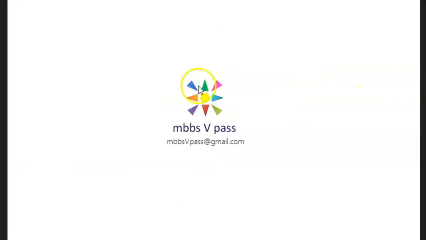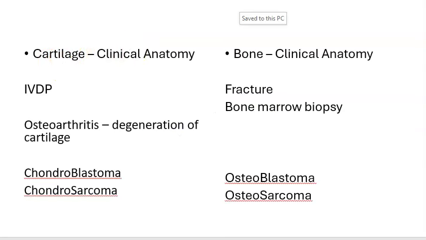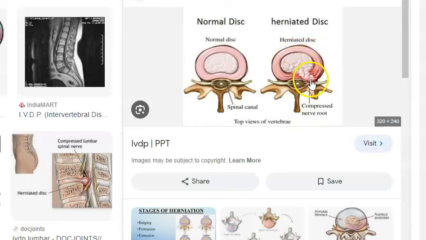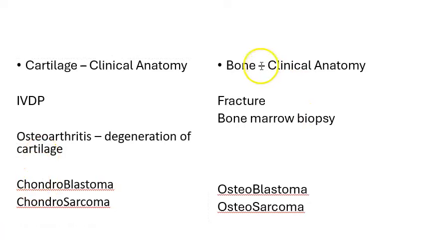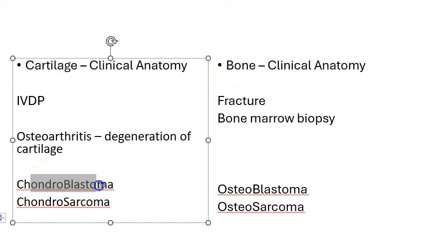Last slide here. If you write clinical anatomy, you will get marks, correct? So look at this. For cartilage clinical anatomy, you can write intervertebral disc prolapse. Look at the diagram to understand. See how this center part has herniated because the surrounding part, the annulus, has ruptured. This is intervertebral disc prolapse. Then with age, what will you get? Osteoarthritis. That means degeneration of the articular cartilage between your bones in the joints. Then any tumor of cartilage: chondroblastoma, chondrosarcoma, the word chondro is there.